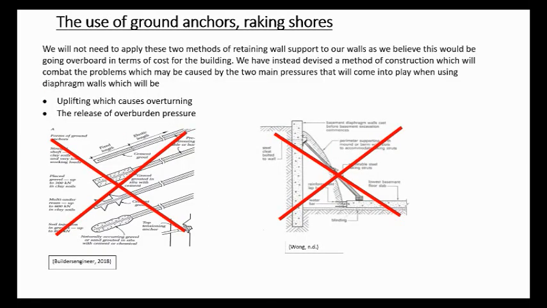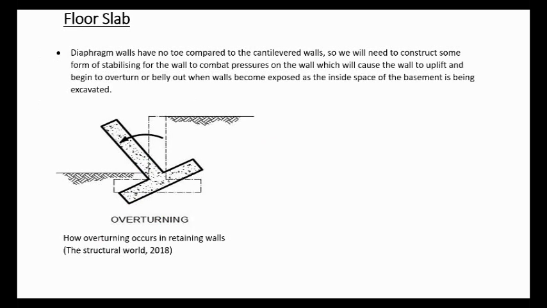We will not need to make use of ground anchors or raking shores, because this would be an unneeded additional cost. However, we have devised a method of construction which combats the occurrence of overturning and the release of overburden pressure in the soil. We will need to construct in a manner that combats potential overturning and bellying out of the walls.